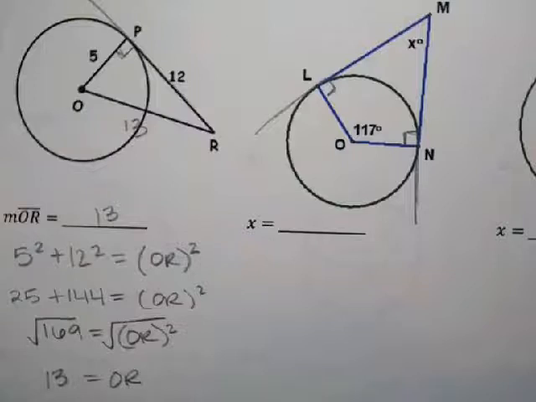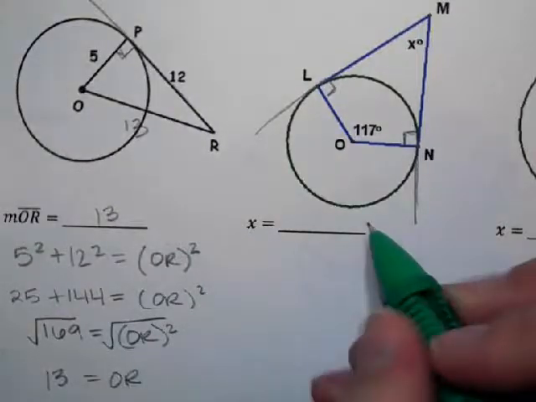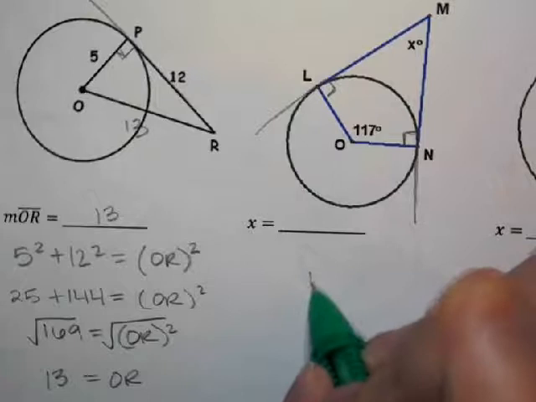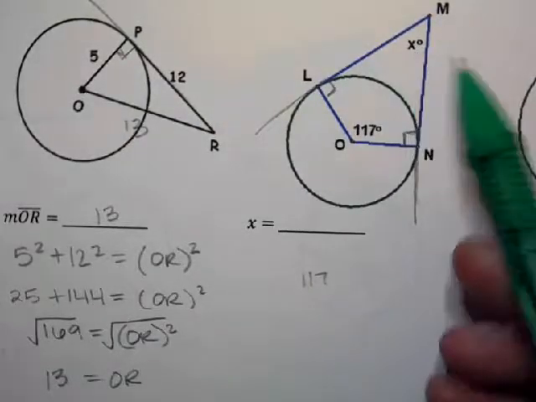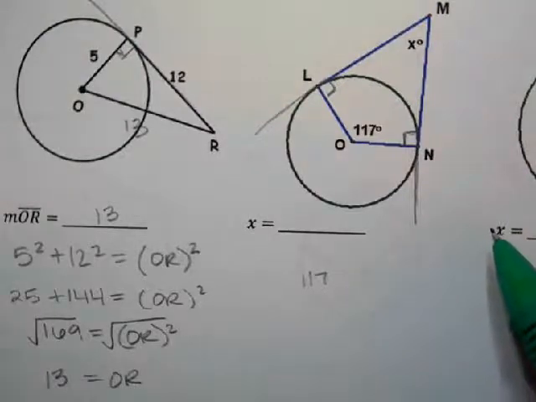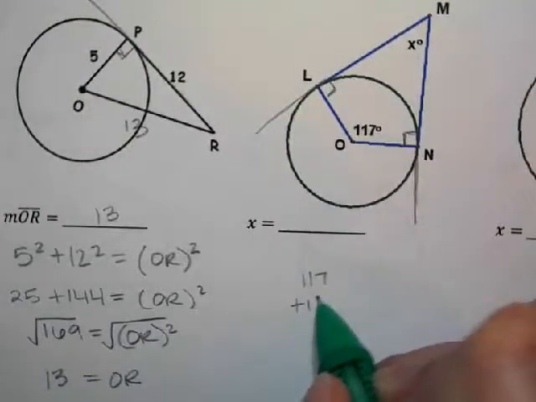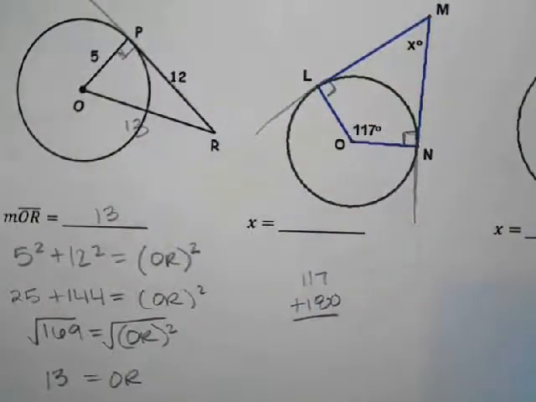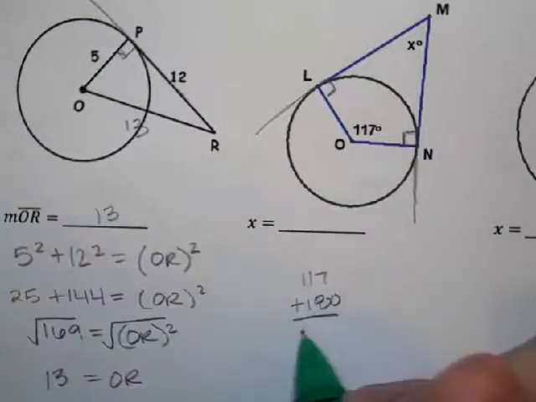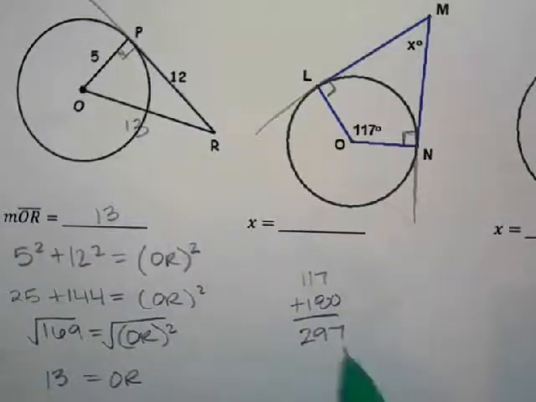Right up here. 117. And then once we get that sum, what are we going to do? Okay, so 297 is what that sum is, and we're going to take 360 minus that sum. I don't know why I didn't just believe you, because I can do that math in my head, but there it is. 63.